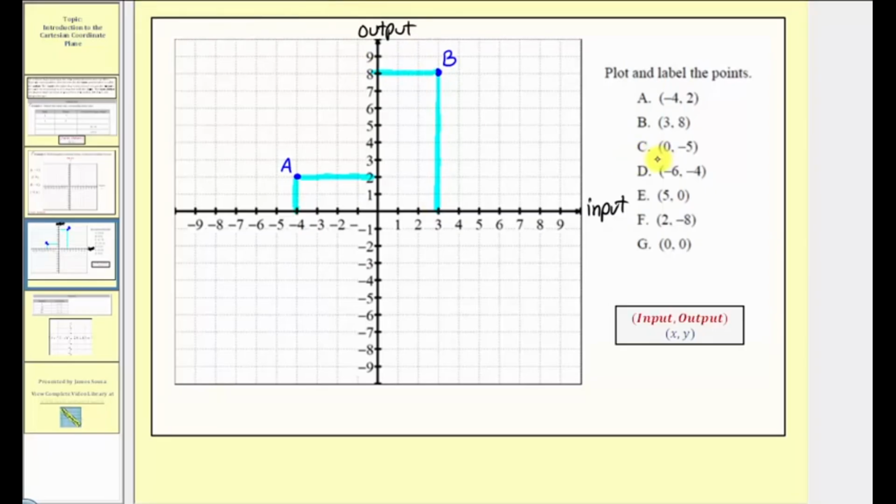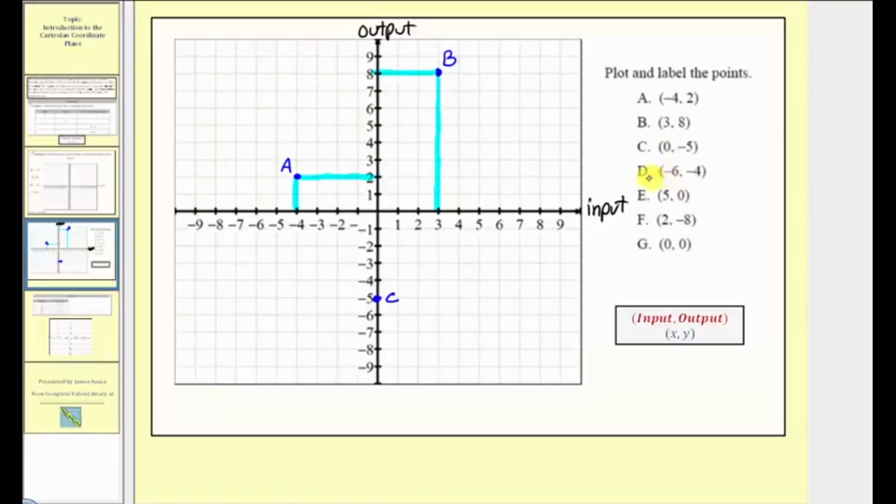For point C we have the ordered pair 0, -5, so the input is 0 and the output is -5. So from the origin, because the input is 0, we don't move left or right, we stay here where the input is 0, but because the output is -5, from here we do go down 5 units to the output of -5. This would be the location of point C. At this location we have an input of 0 and an output of -5.